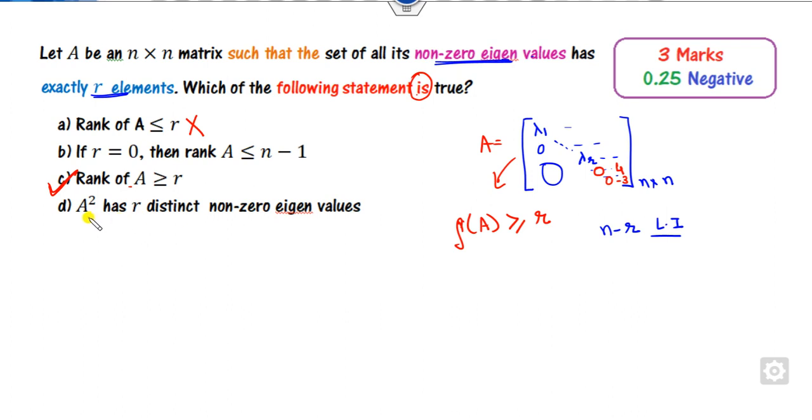But you can see that A square has R distinct values. That is not true, because if A has R distinct eigenvalues, it is not true that A square must also have them. If R is 0, the rank is n minus 1. That is also not true. So the right answer is C.